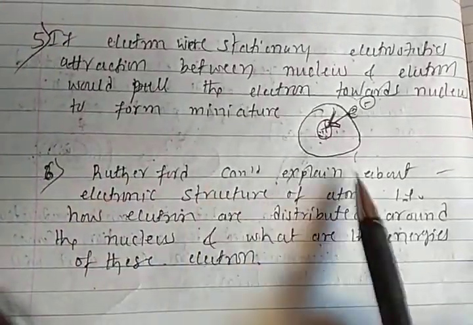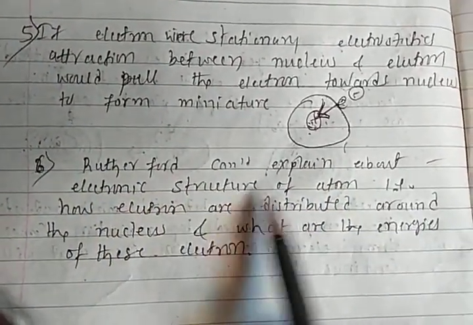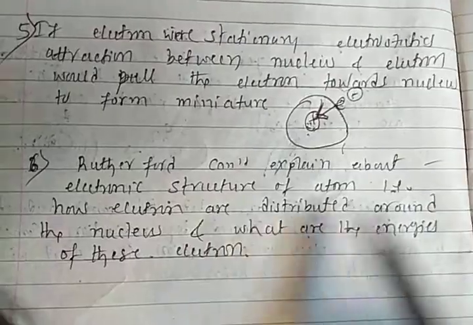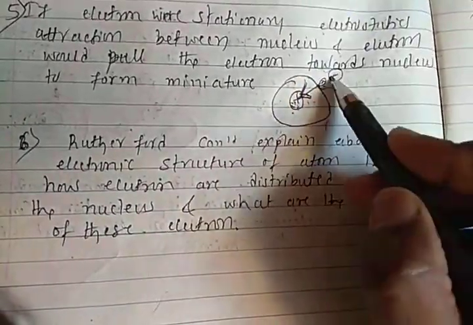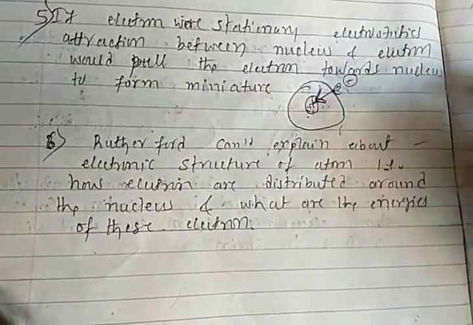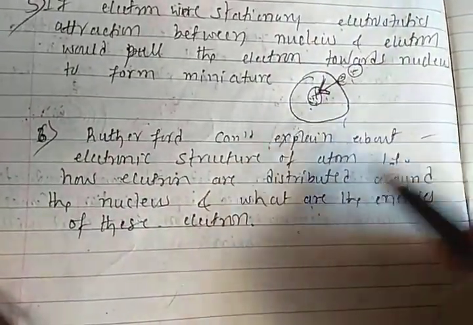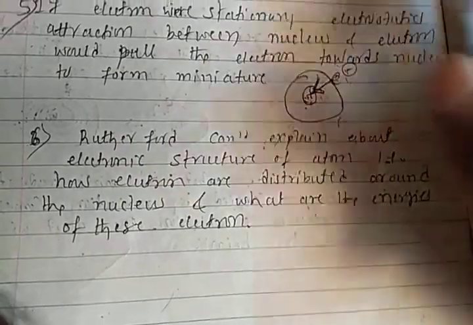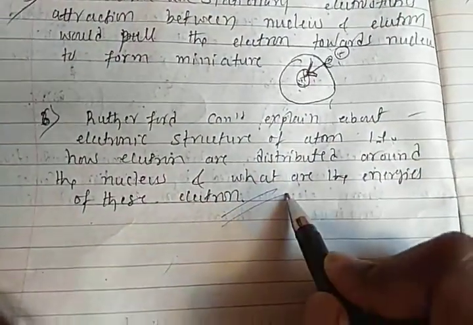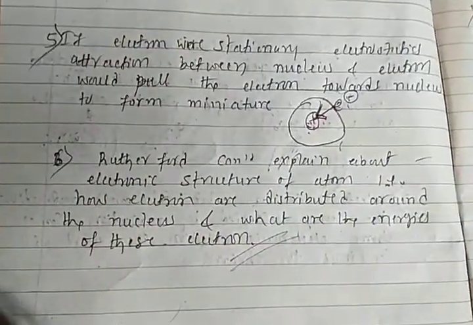Rutherford cannot explain the electronic structure of the atom, how electrons are distributed around the nucleus, in what manner the electrons are arranged, whether they are present in the same shell or in what manner the number of electrons are arranged. He could not explain all these things. So that's why the Rutherford model has failed.